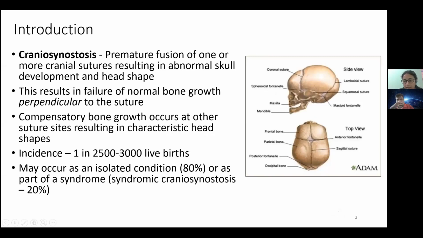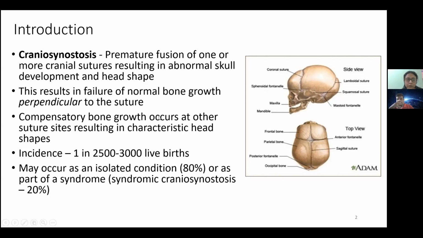On the right hand side of the screen, the figure shows the normal skull sutures. We have the metopic suture between the two frontal bones, the coronal suture between the frontal and the parietal bone, the sagittal suture between two parietal bones, and the lambdoidal suture between the parietal and the occipital bones. And this is the anterior fontanelle, and this is the posterior fontanelle.